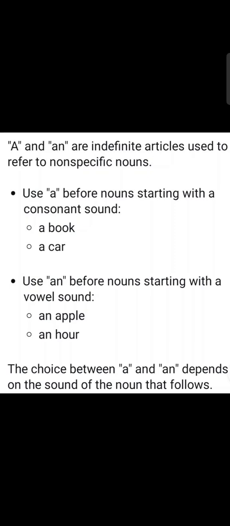So, let us start our topic that's called article. This is a topic which everybody feels is easy but yet confusing. So, there are three articles: a, an, and the. The is sometimes pronounced as "thuh" and sometimes as "thee". So, a and an are indefinite articles, and these articles are used before singular nouns.